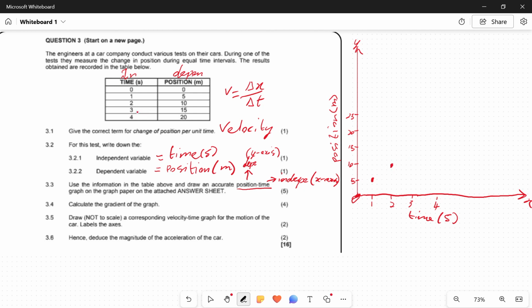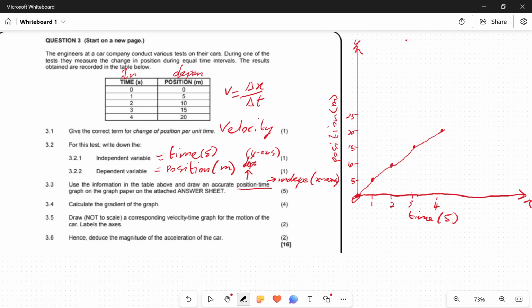Then I check the other point, 3 to 15. Here is my 3. Let me take it to 15. This is my 15 somewhere here. There's my point. Then I move on to the last one. It's 4 to 20. Here is my 4. I'm going to put it to 20. It should be somewhere here. There it is. And then from there I'm going to join these points. Remember guys, I'm not using a ruler, so my line is not straight, but you are supposed to get a straight line.